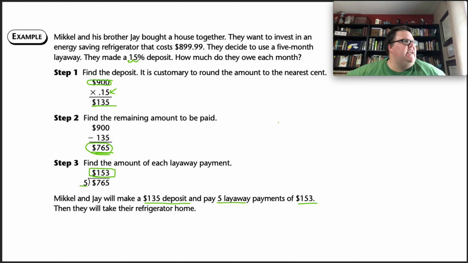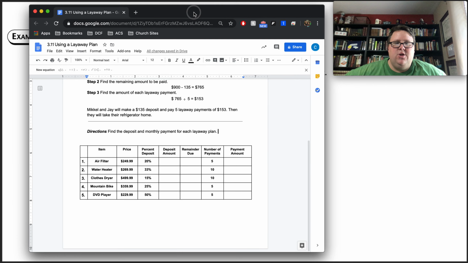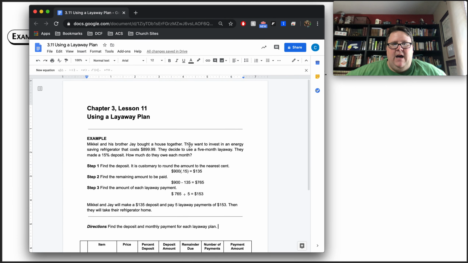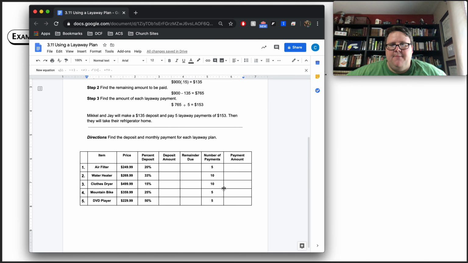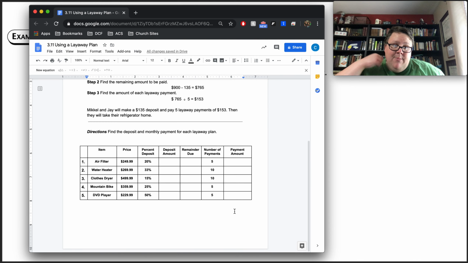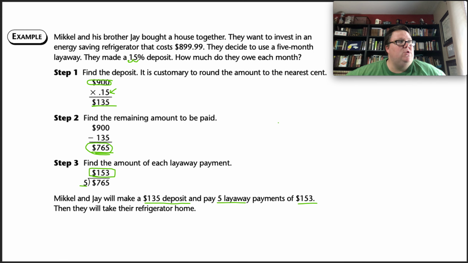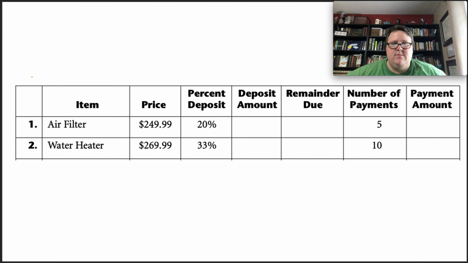So your Google Doc is going to look like this. I put the example up at the top, just like yesterday's assignment. You're going to fill in the deposit amount, the remainder amount, and the payment amount. This is the monthly payment amount in the right corner. So I'm going to slide that over, and I'm going to do the first 2 problems with you guys. The first problem is the air filter.